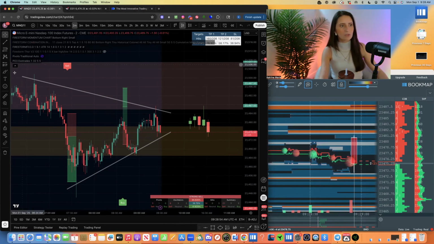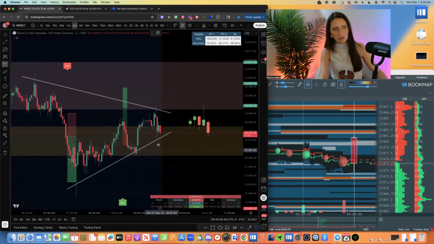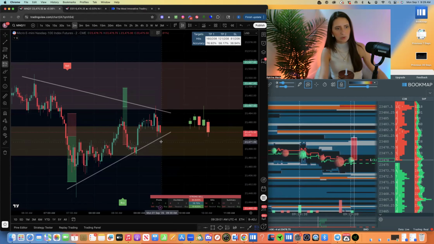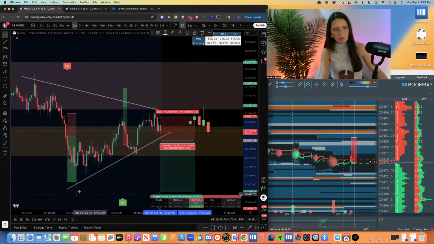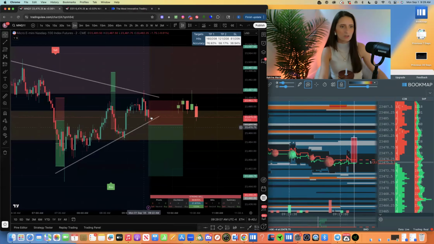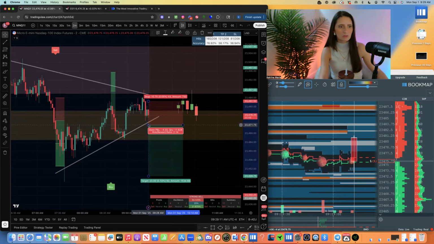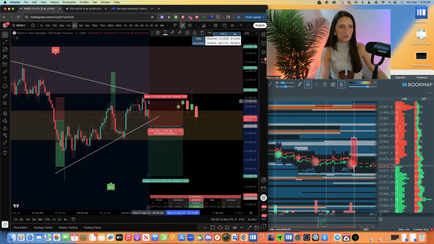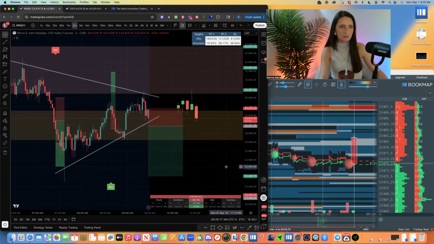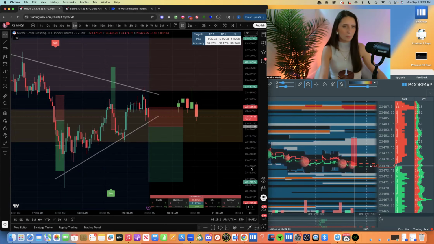I think we're going to tap into these lows, to be honest. So might be looking at a short here down to this low of 730. We'll see.